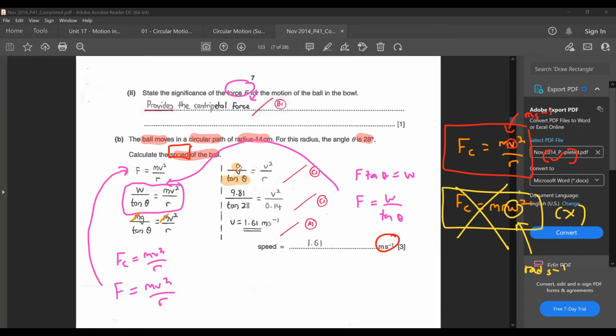So g over tangent theta equals v squared over r: 9.81 over tangent 28 equals v squared over 0.14. 0.14 is because 14 centimeters is changed to meters. Eventually we get v equals 1.61 meters per second. Okay, right? So that one is fine. So this is one question on circular motion.